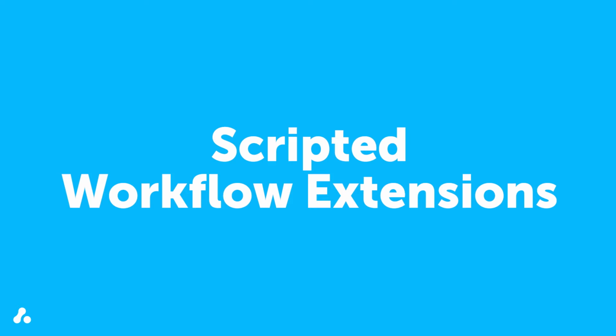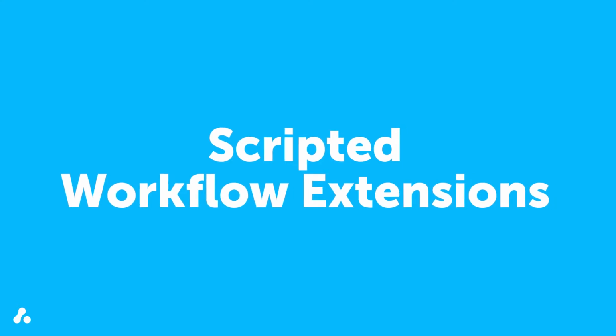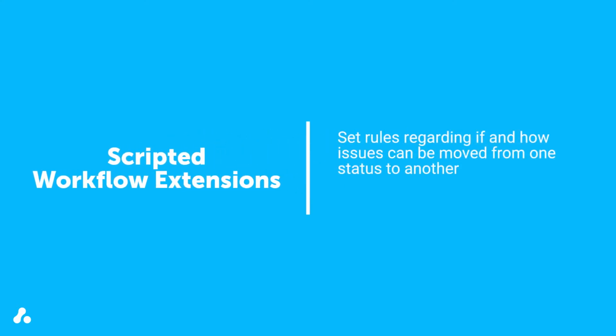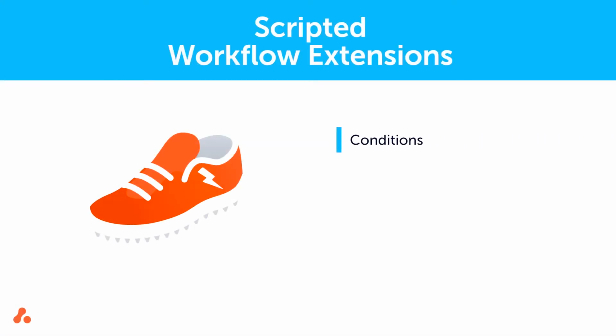ScriptRunner for Jira Cloud allows you to enforce your business processes by using scripted workflow extensions. It does so by enabling you to set rules regarding if and how issues can be moved from one status to another. It also allows you to set what should happen after a transition is made. These methods are called conditions, validators, and post functions, which can be customized with Jira expressions and Groovy scripts.